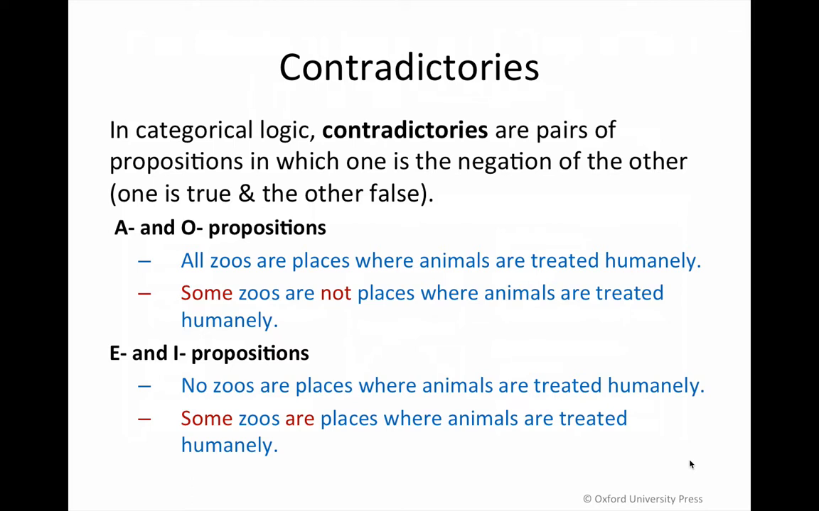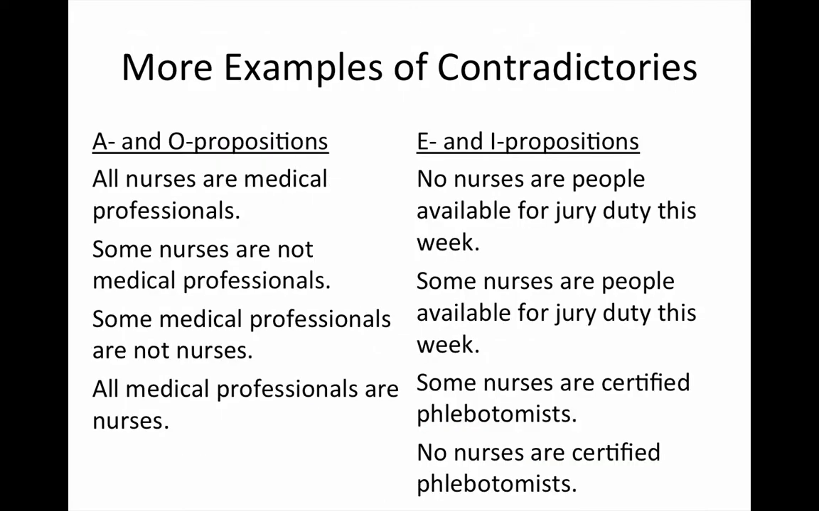So A's and O's are contradictories. All zoos are places where animals are treated humanely contradicts the claim some zoos are not places where animals are treated humanely. E's and I's are also contradictories. The claim no zoos are places where animals are treated humanely contradicts the claim some zoos are places where animals are treated humanely. Here are some more examples that I hope make clear what contradictories look like.